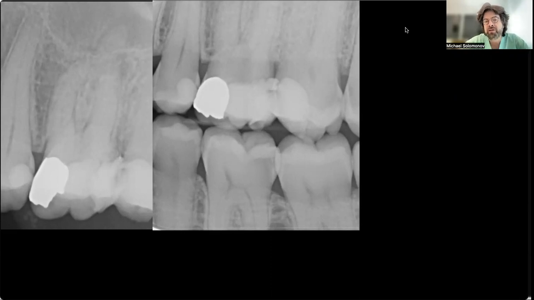This is what the X-rays of the referring dentist looked like, and the dentist started to work on tooth 26. You can see some radiolucent area. The tooth was symptomatic, percussion and palpation were positive, and the dentist tried to start the root canal treatment.